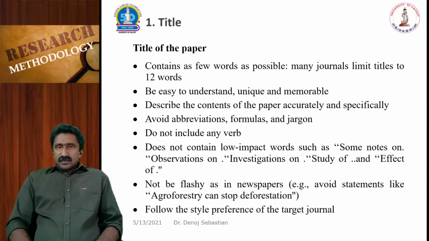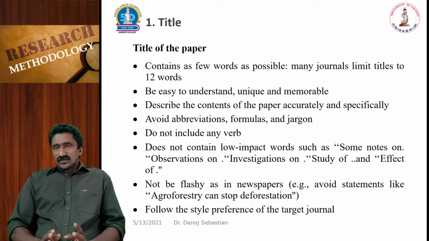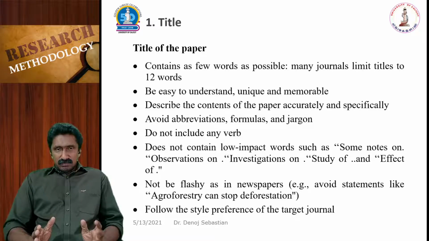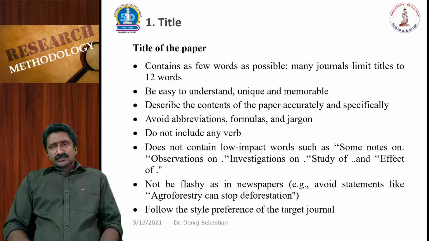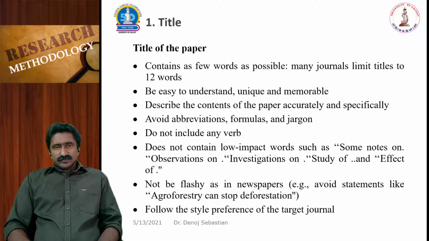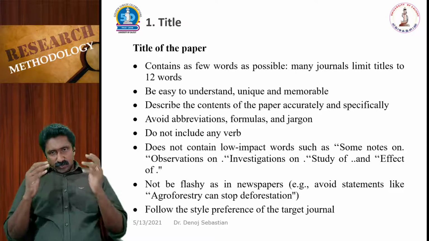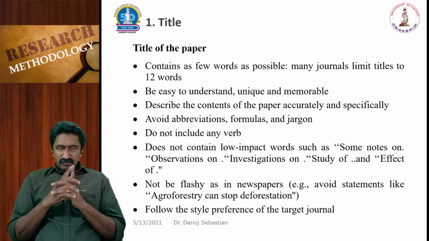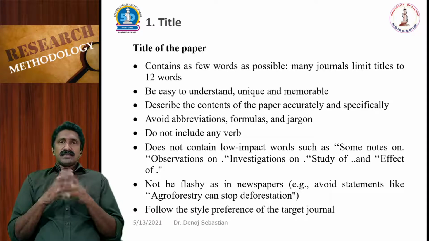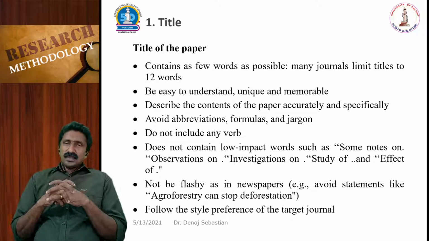Now the title of a paper should contain as few words as possible. Many journals limit the titles to 12 words. So the length of the title should be minimal and should be easy to understand, and it should be unique and memorable. And you have to describe the contents of the paper accurately and specifically in the title. So that, as I mentioned, the title should give a clear-cut idea about the nature of the work or the objective of the work.